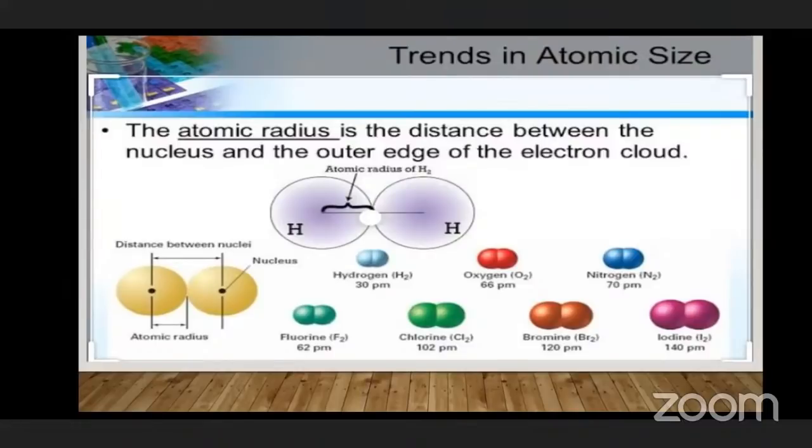Generally, atomic radius is the distance between the nucleus and the outer edge of the electron cloud. Most people say that the distance between the nucleus and the valence shell is called the atomic radius. Generally we can call it that, but the actual definition is not like that.